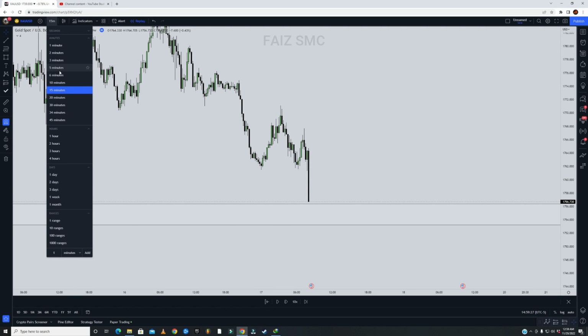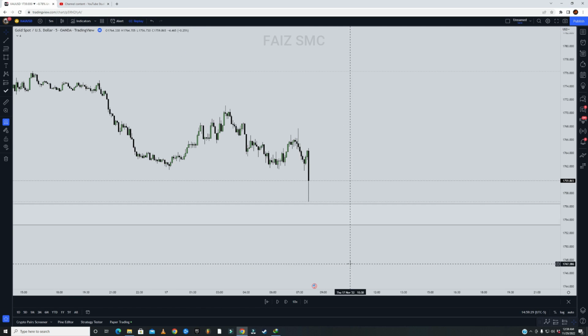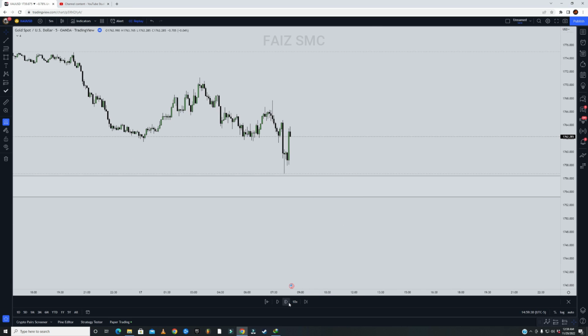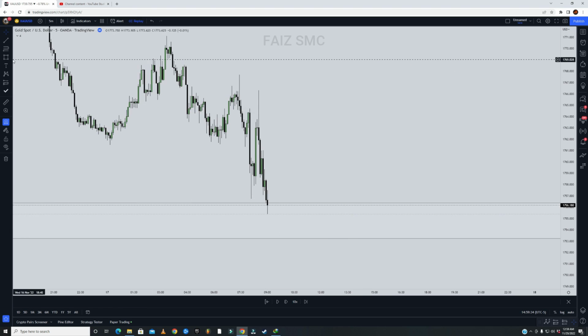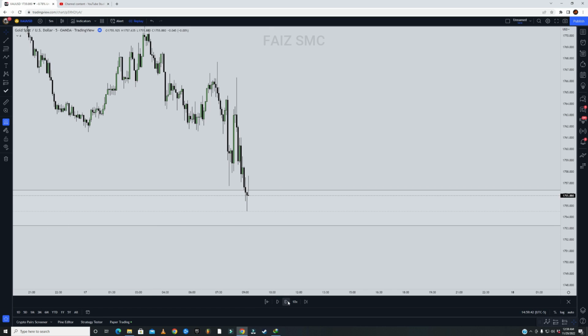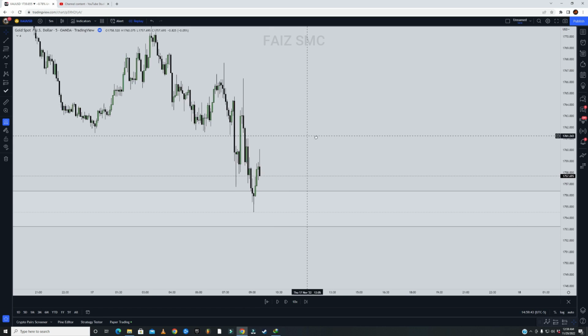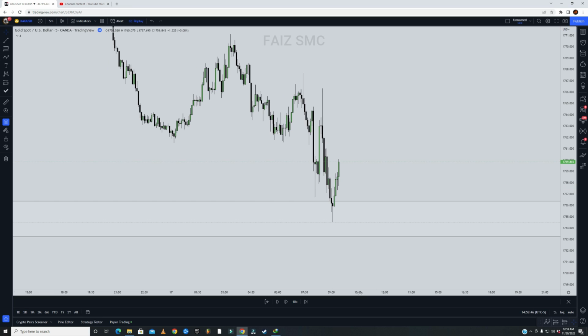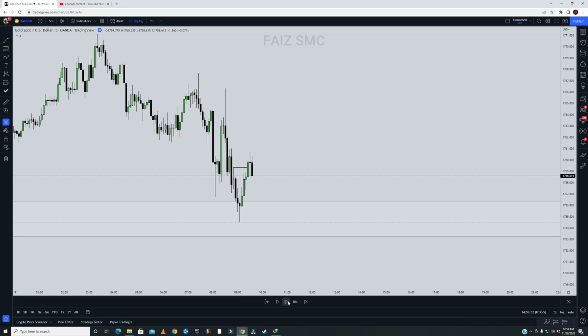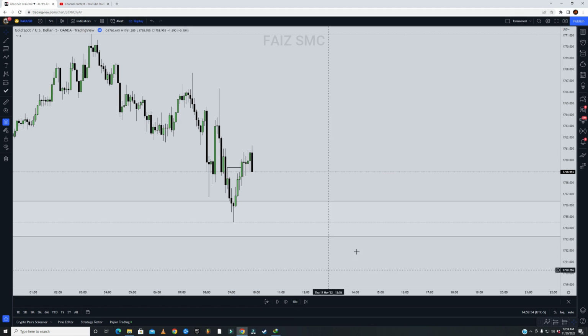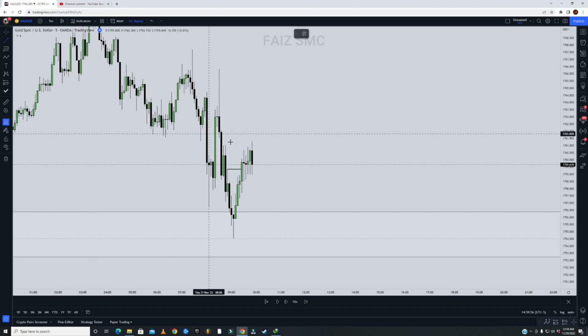Let's go to the 5-minute time frame. Let's see what price does. There you go. We have the turtle soup pattern. So you can see we have A, B, C right here. And we have a market structure shift as well now. So you can see right here. And if I keep playing this through, there you go. We have a break of structure as well.